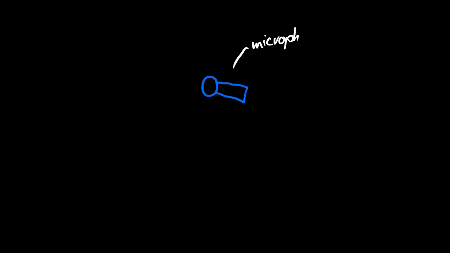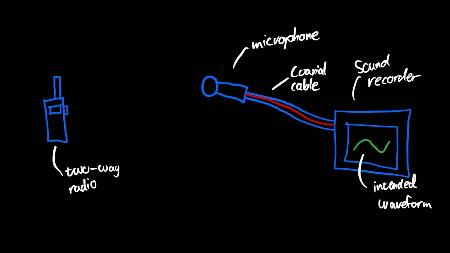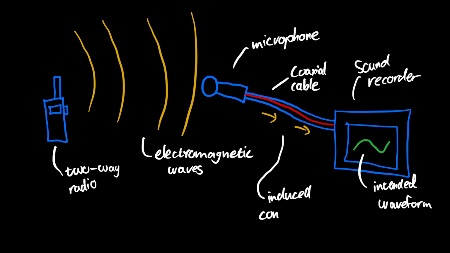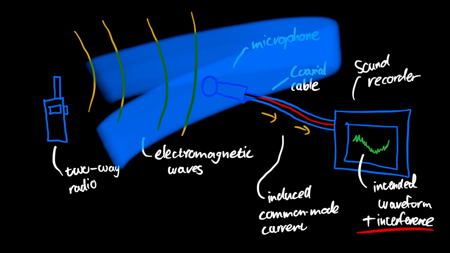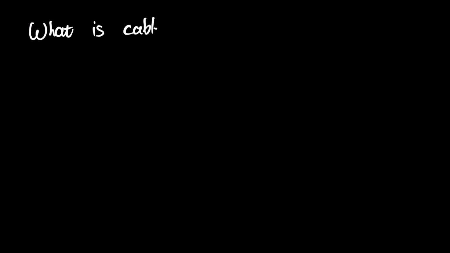The concept of cable transfer impedance is an important one in the field of electromagnetic compatibility, or EMC. It greatly influences the susceptibility of a system to electromagnetic interference, or EMI. But what exactly is cable transfer impedance?